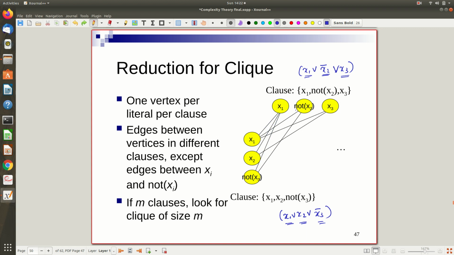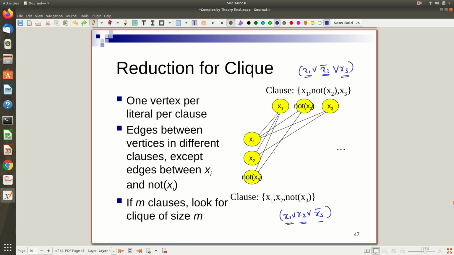Similarly, when I take the next literal, negation x2, I can have an edge with x1. This is fine, but I am not supposed to have an edge like this. This is not allowed. Why? Because this edge goes from x2 complement to x2, a variable and its own negation. But I can have an edge from negation x2 to x3. That is fine. So this is how you have to draw the graph. Is the graph construction clear?